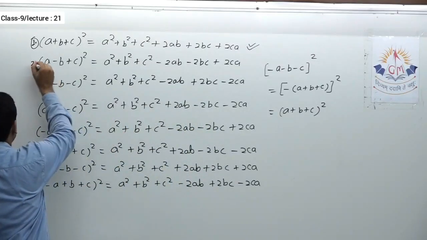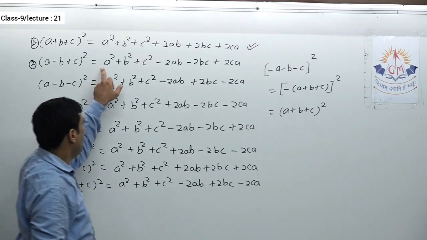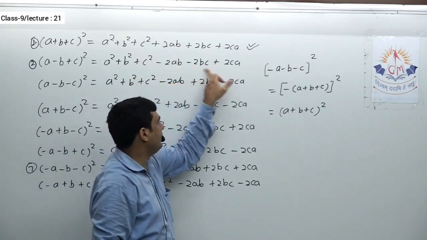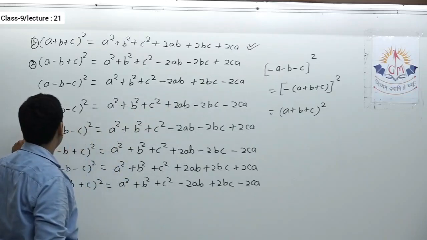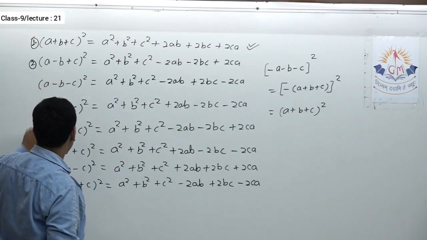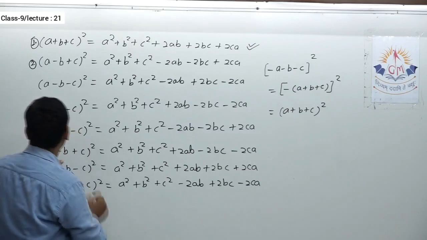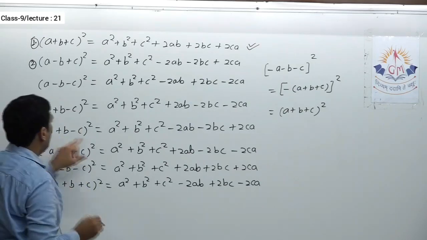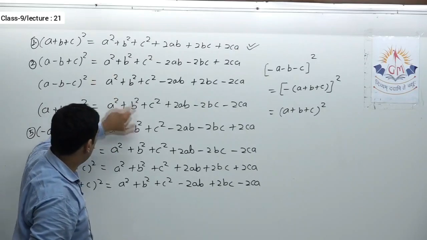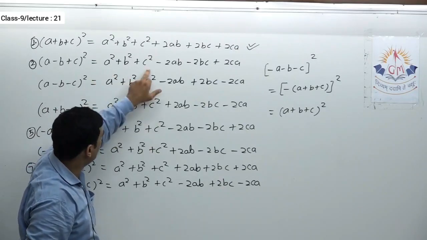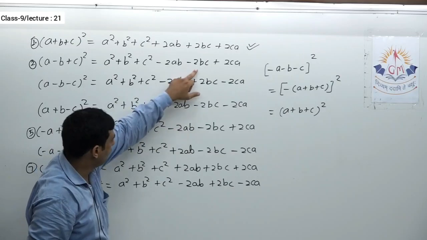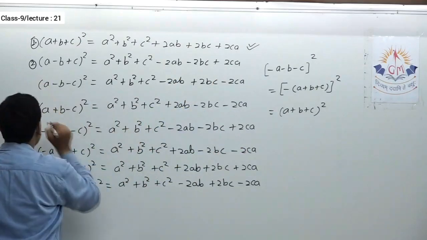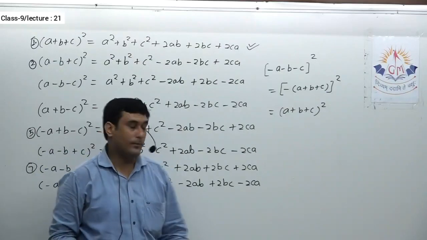Similarly, if you observe this second one, a square plus b square plus c square minus 2ab minus 2bc plus 2ca, it is similar to the fifth one. I am talking about this second one and fifth one. They are again the same. Why?